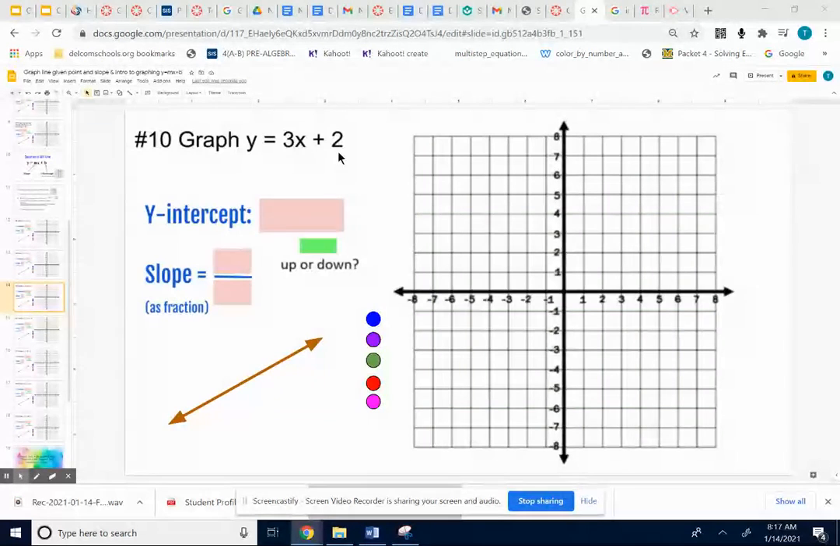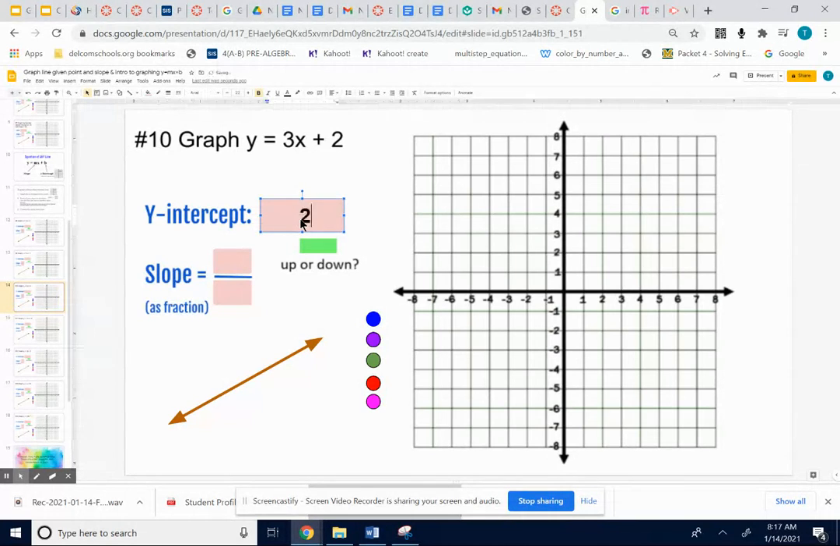First thing I would do is look at the number at the very end, that positive 2. Know that that's the y-intercept. The second thing I would do is look at the number in front of the x, because the number in front of the x is the slope of the line. The slope of the line is a positive 3, which means the line's going up.